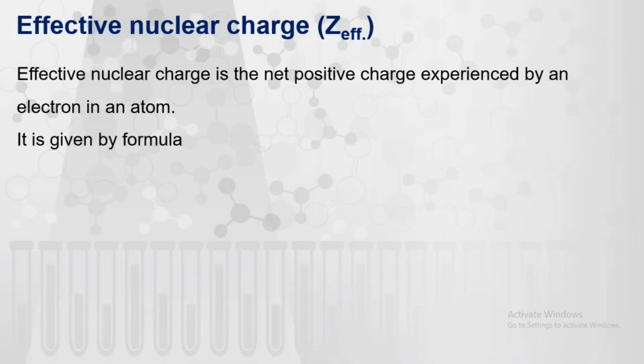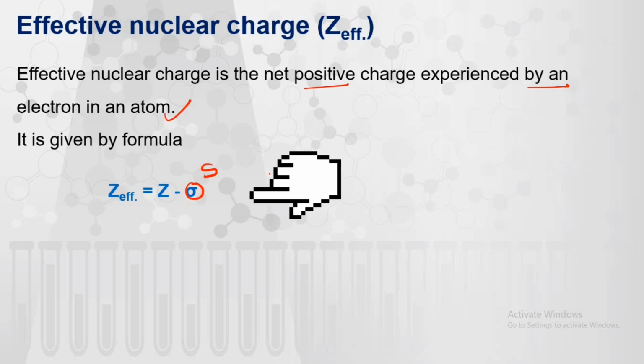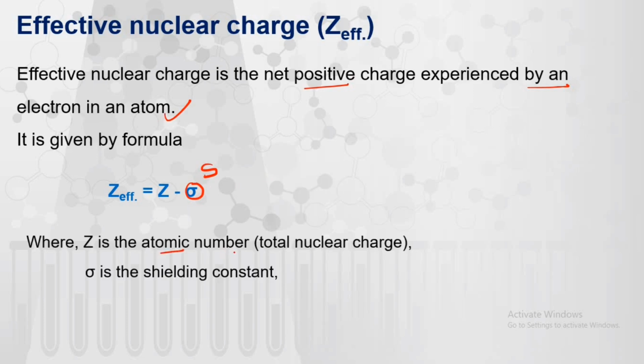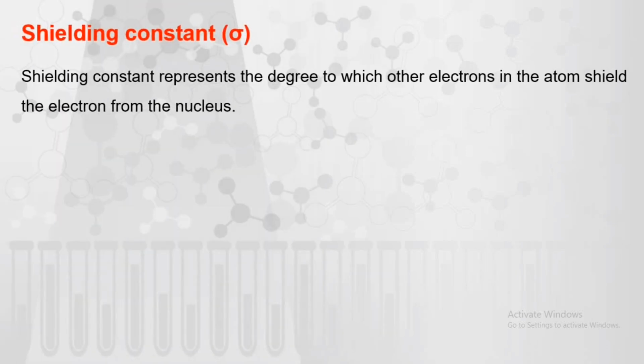Effective nuclear charge is the net positive charge that is experienced by an electron in the atom. It is given by the formula Z effective is equal to Z minus sigma, or sometimes this sigma is given as S. Z is nothing but the atomic number of the element, also called the proton number. Sigma is called the shielding constant, which is also given by Slater's rule.